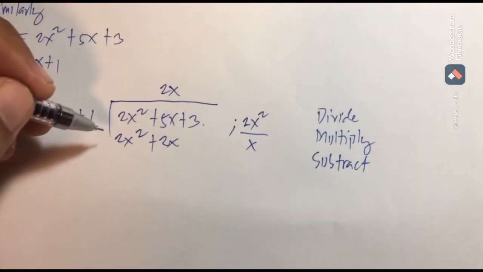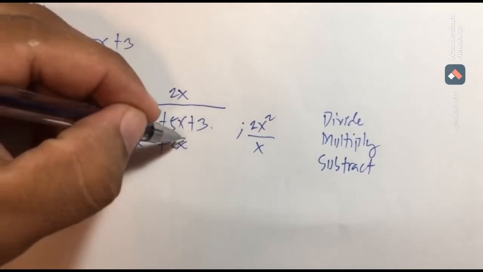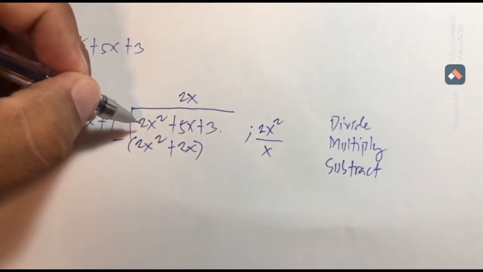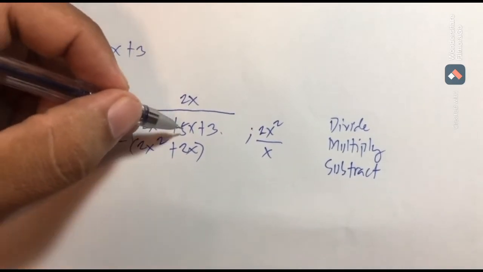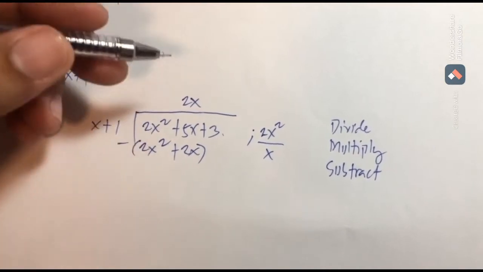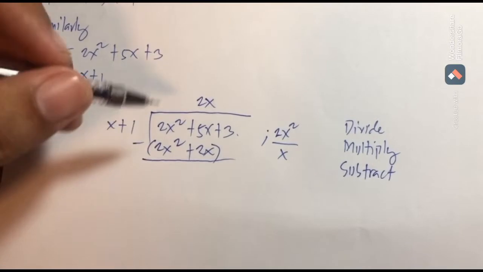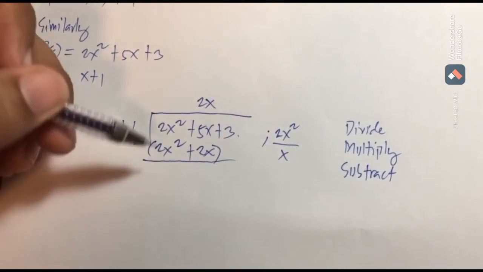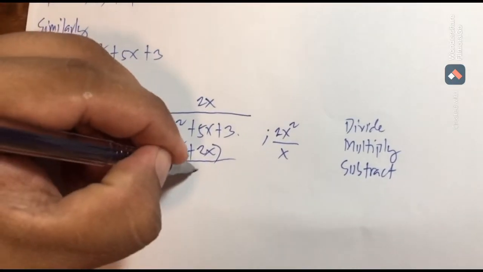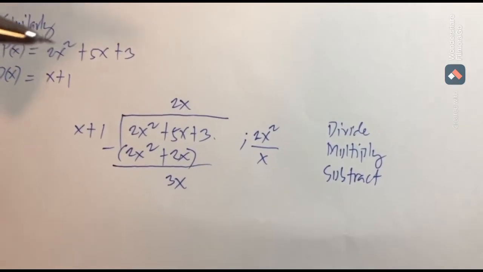So we will subtract. 2x squared plus 2x, we will subtract from the dividend 2x squared plus 5x plus 3. 2x squared minus 2x squared is 0, so never mind writing 0 here. 5x minus 2x is 3x. Okay, we are done subtracting.